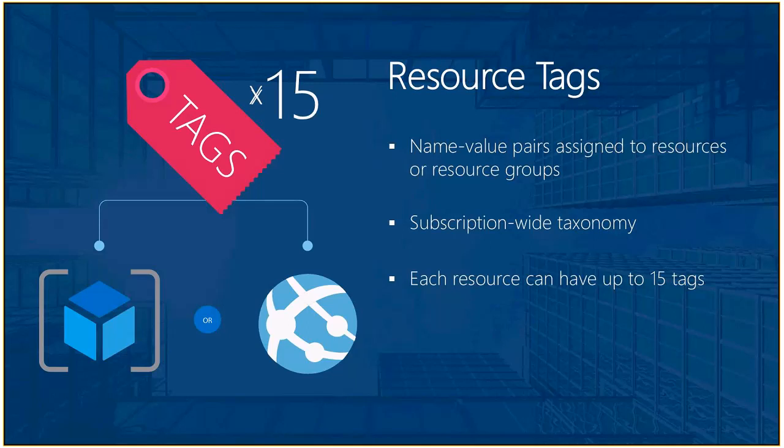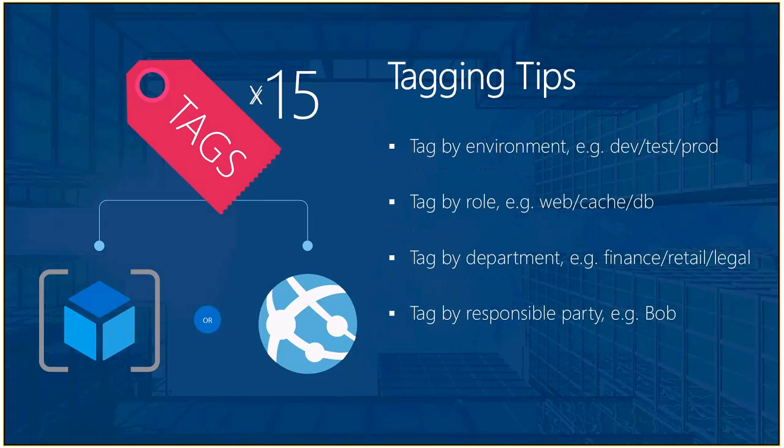So a tag is a name value pair that you assign to resources or resource groups. Typical examples here would be cost center, author, production tag, and so on and so forth. So you more easily can locate the resources after the fact and understand what they are doing in the right context. Each resource can have up to 15 tags. That's the limit as of now, and that applies to both resources and resource groups.